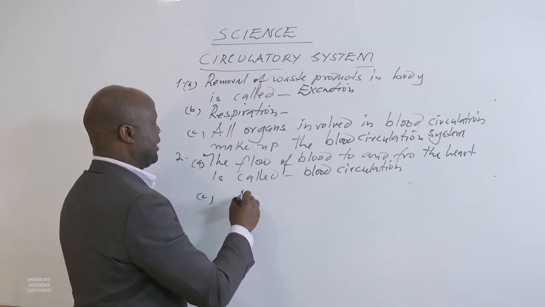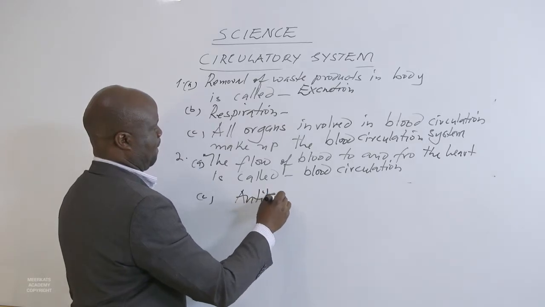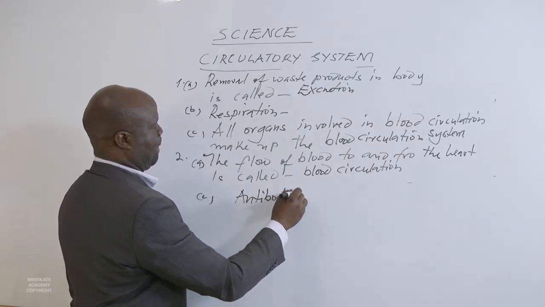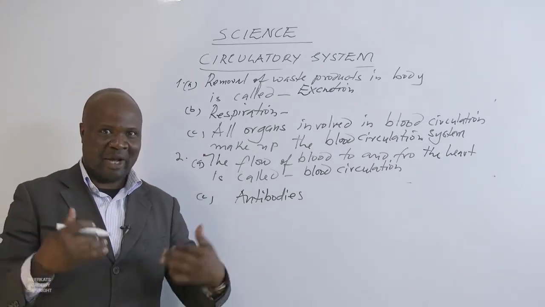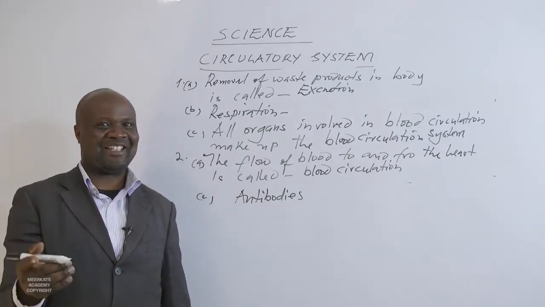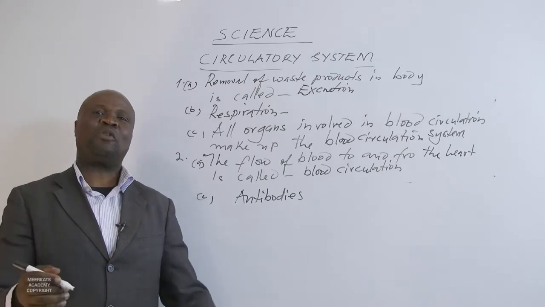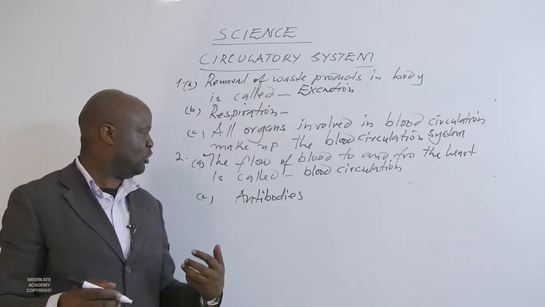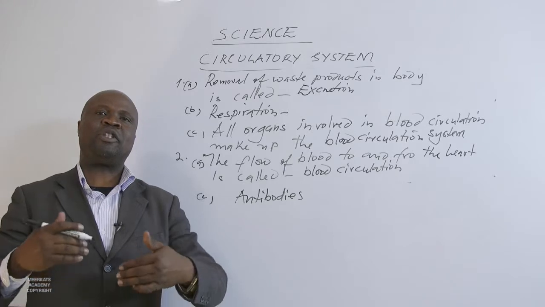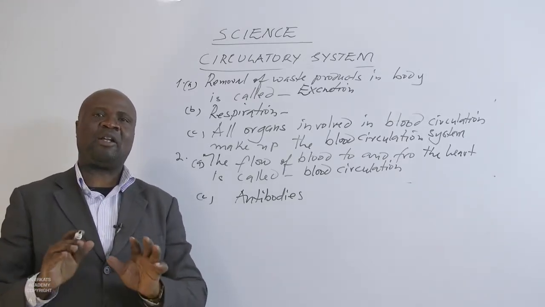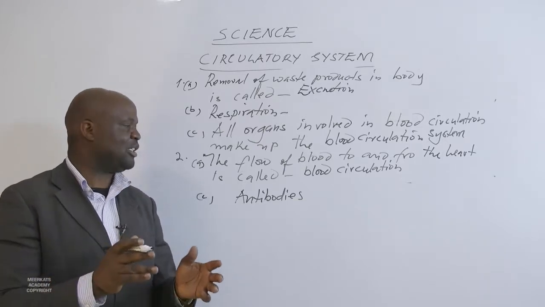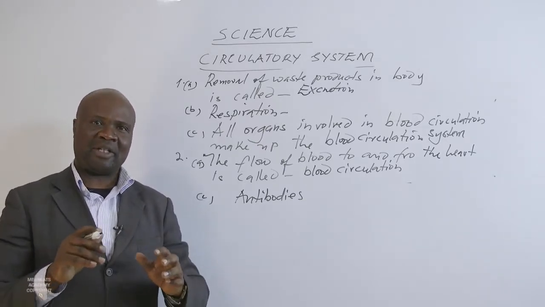is called the antibodies. The antibodies are produced by the white blood cells to fight the antigens, to fight the germs, to fight the attackers that are trying to attack the body. How do these white blood cells fight? They fight by engulfing this particular germ.